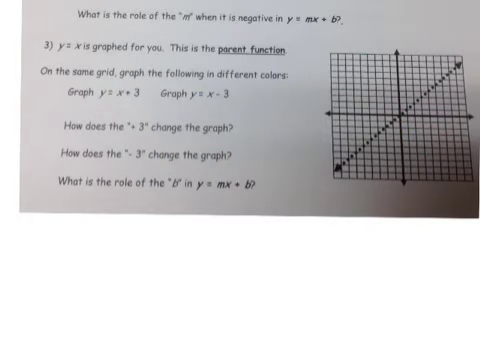The last thing we're going to look at here is when we change the b number. So again, we've graphed the parent function y equals x, and now we're going to graph y equals x plus 3. This has a slope of 1, so that's going to be up 1 over 1. But this has a y-intercept of 3, so we're going to start at 0, 3. So we start up 1, 2, 3. And then we go up 1 over 1, up 1 over 1, up 1 over 1. And this is our line. So how does the plus 3 change the graph? All it did was shift it up.